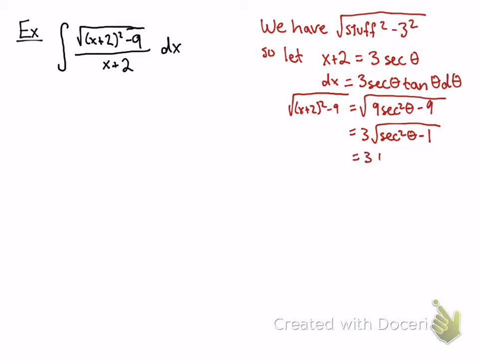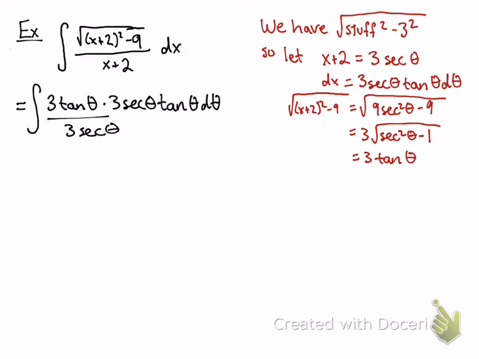Well, that trig identity tells me that secant squared minus 1 is tangent squared, and so the square root of tangent squared turns into just tangent, 3 tangent of theta. Now I can do the integral. So the integral, replacing everything with its theta version, is, well, this. Okay, so where did all that come from?